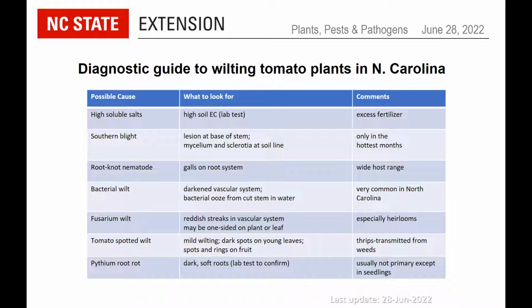And this is especially a problem on heirlooms, but we'll talk a little bit about the whole concept of resistance and what's happening with that. Tomato spotted wilt virus, mostly we're thinking about the spotting as the symptom, but you could get some mild wilting from it, and those spots are going to be present even on the youngest leaves. And as Matt made reference to, you can get some spots and rings on the fruit as well. I'll show some photos of both of those. And finally, Pythium root rot, which by causing the decay of the roots, you get the wilting as an effect. And that's usually not a primary problem on tomatoes except in the seedling stage.